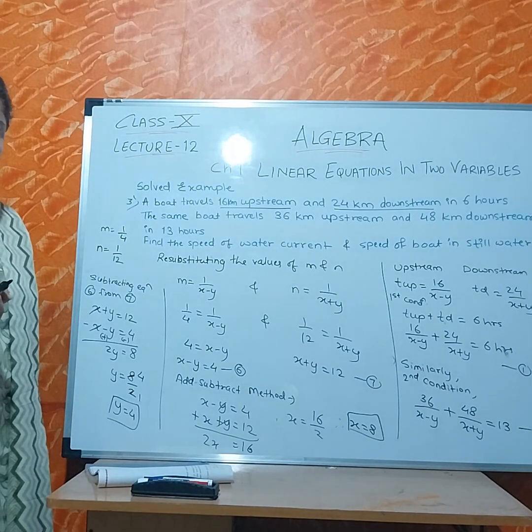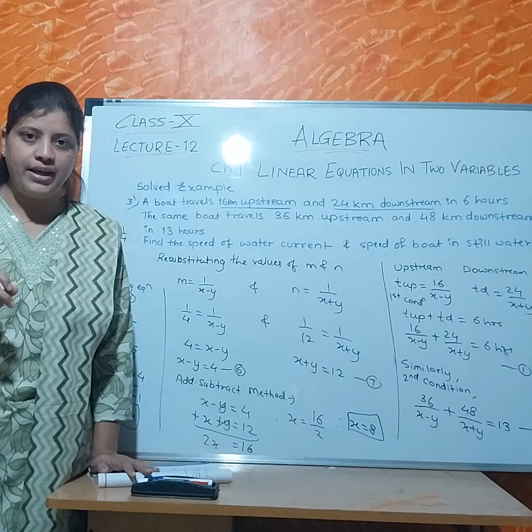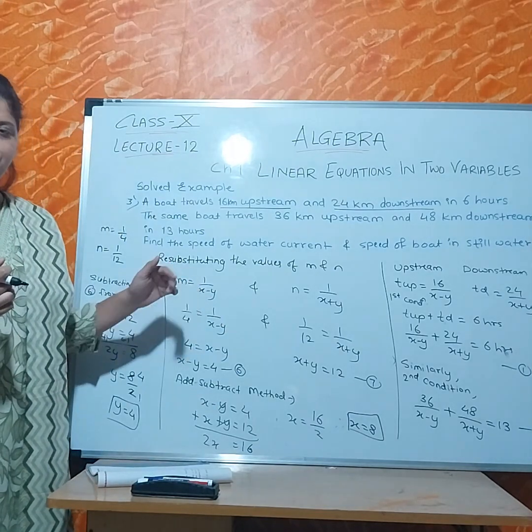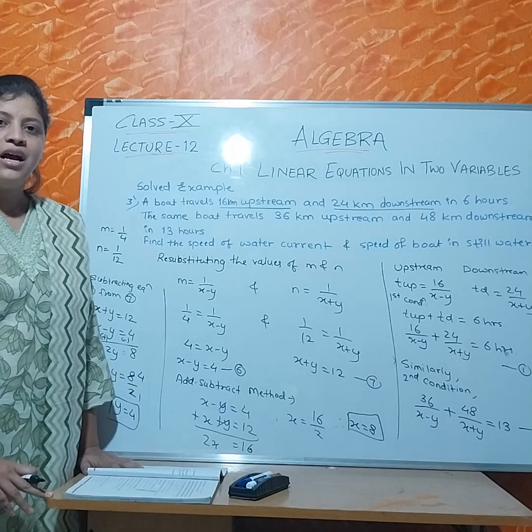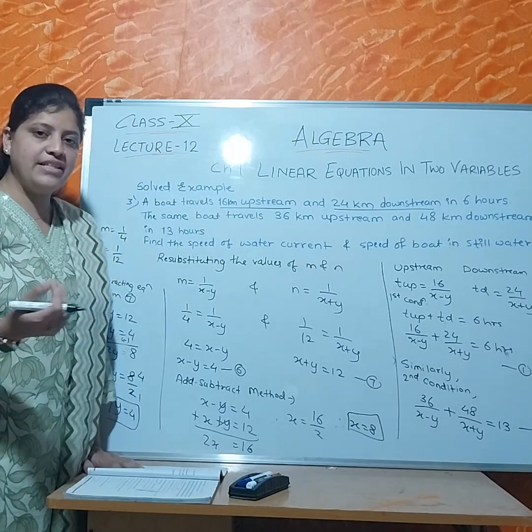Understood everyone? Now try to solve the last question of practice set 1.5 with the help of this sum on your own. Now with this, our first chapter, that is linear equations in two variables of algebra, is completed.